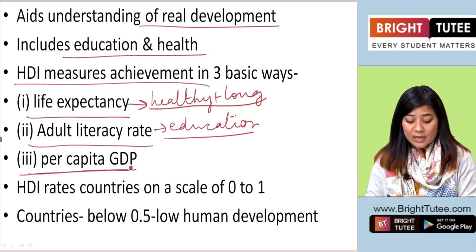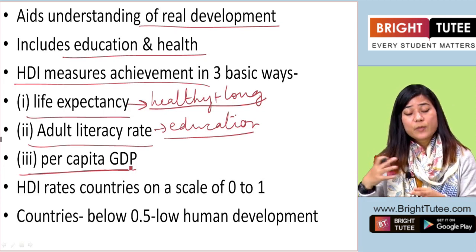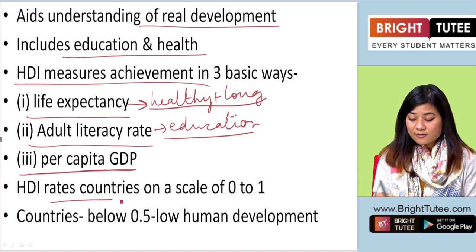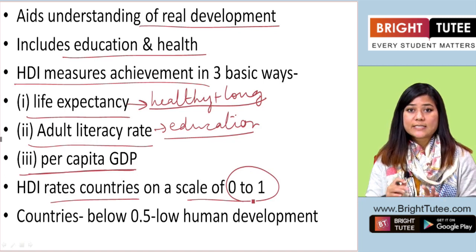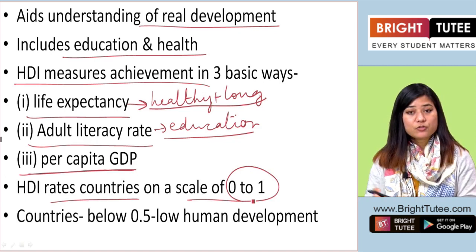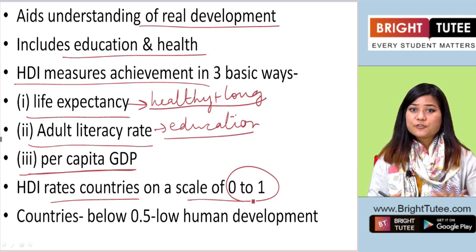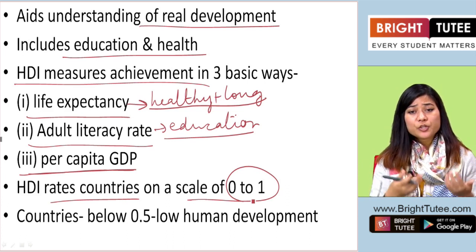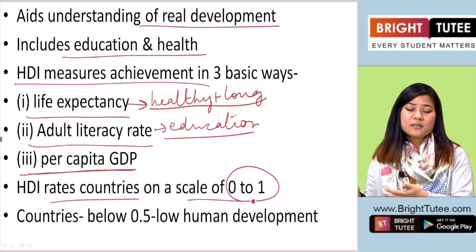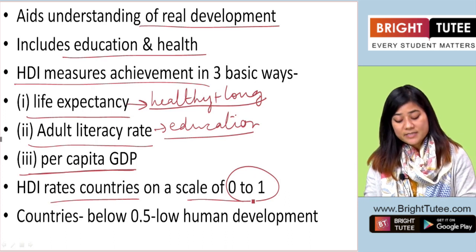Now the HDI, which is under the UNDP, rates the countries on the scale of 0 to 1. Okay, not on the scale of 1 to 10 but 0 to 1 it rates. And with that rate, we understand that certain countries are developed or have better human development, and other countries have not so well or poor human development index.